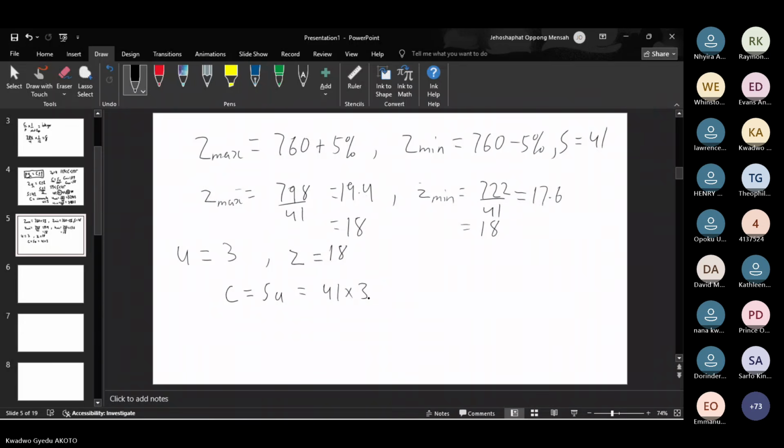Are we okay with this? Are we okay with why our number of commutator bars is equal to C? Okay, so 41 times 3, we get 123 coils. We know that our number of commutator bars is equal to our number of coils. So if S is 41 and U is 3, then our number of coils is 123, so we have 123 commutator bars in our machine. All right. Are we fine?